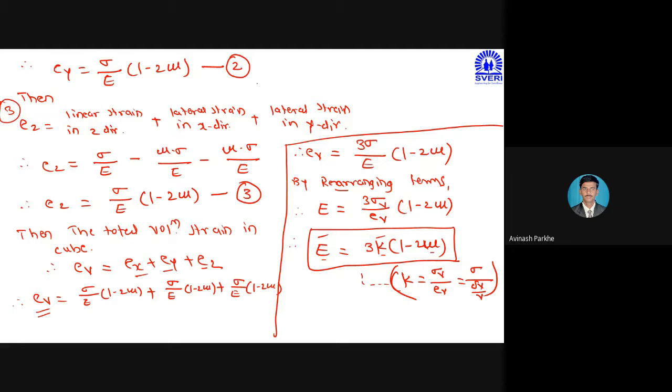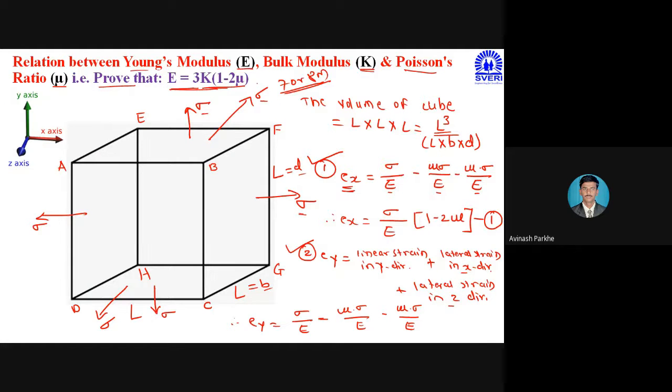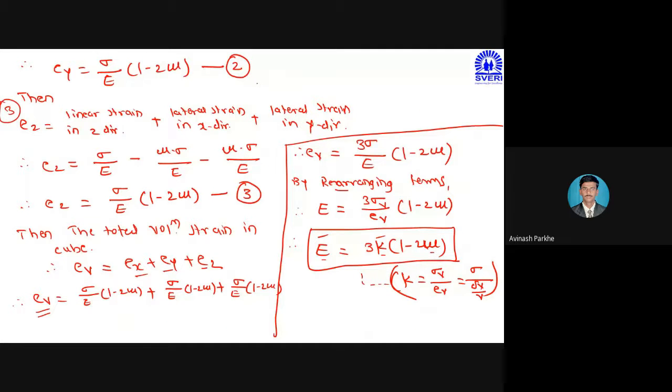There is no need to memorize this. There is no need to memorize the values of epsilon x, epsilon y, epsilon z. You should understand how the value of epsilon x came. Why it is linear strain, then mu into sigma upon E, this is lateral strain. You have to understand this part. From the figure you should understand in which direction there is linear strain and in which remaining 2 directions there is lateral strain. So for those respective directions, use the values of linear and lateral strain and then prove the relations.